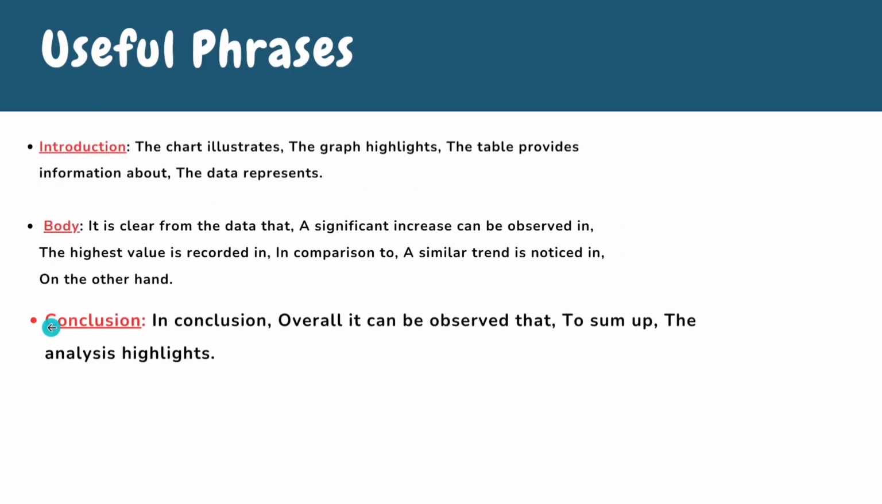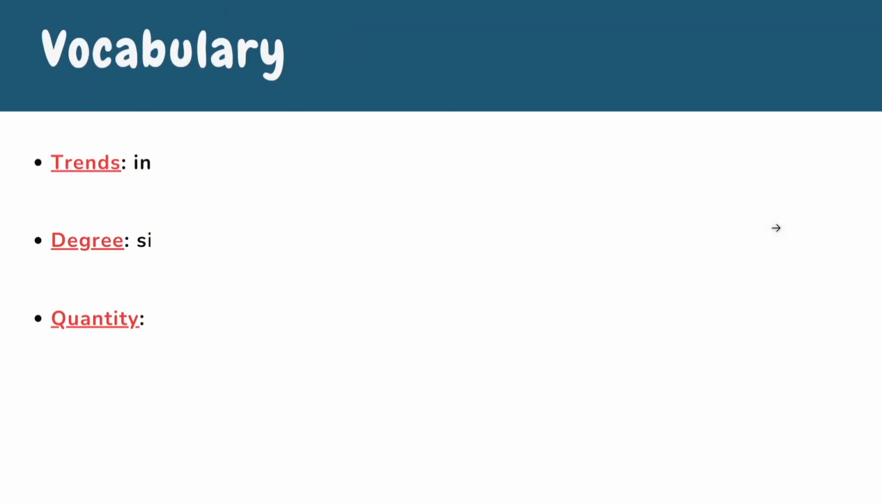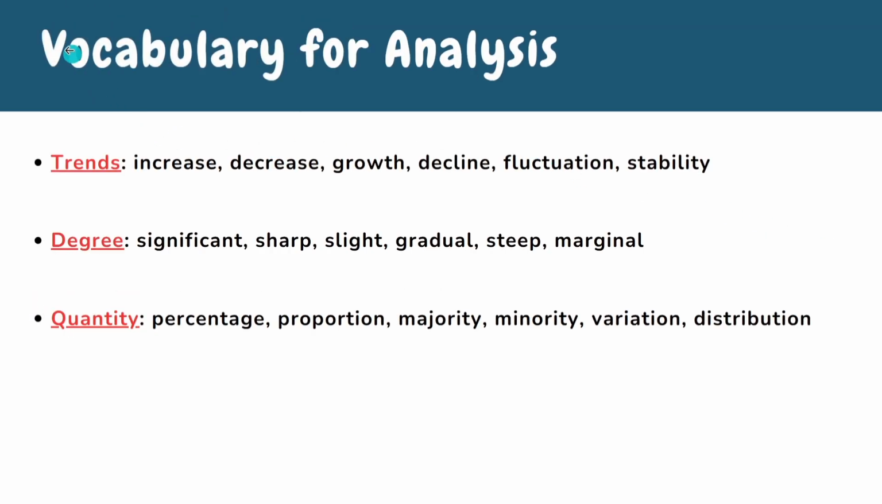In the conclusion part, you can have expressions like in conclusion. Overall, it can be observed that, to sum up, the analysis highlights, right? This is how you can apply these expressions in your writing. Please make note of all these things, and you can have different vocabulary stock for yourself. To talk about the trend, you can have words like increase, decrease, growth, decline, fluctuation, and stability. And for degree, suppose something like significant increase, okay, sharp decline, slight, gradual, steep, and marginal.